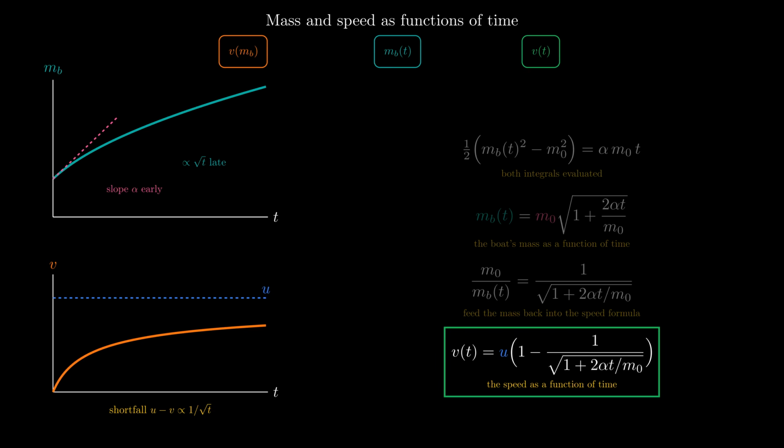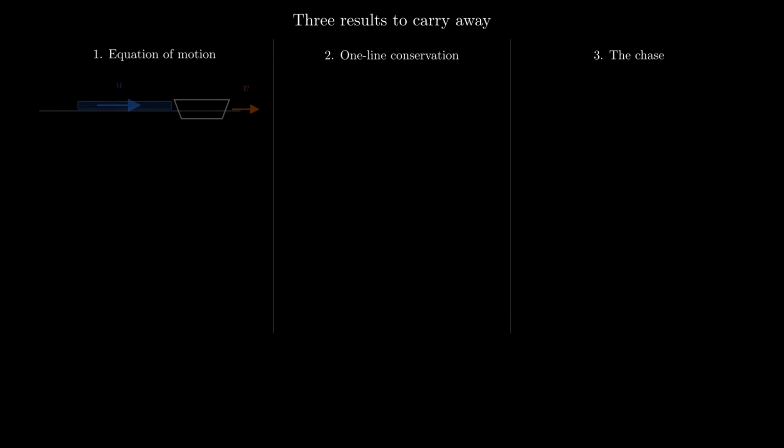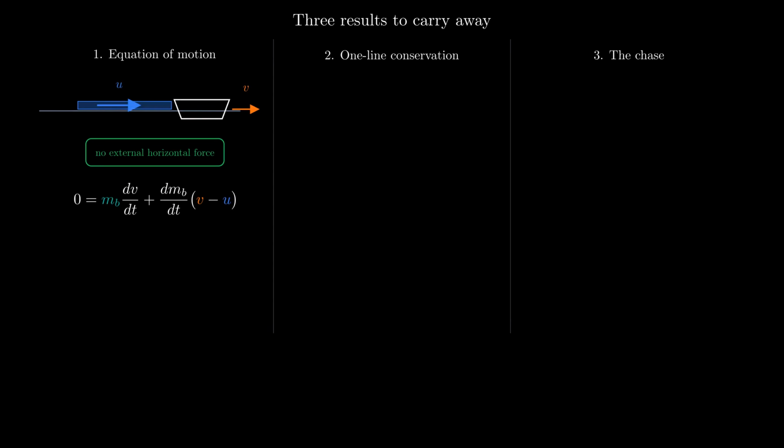The full story from one momentum principle and a well-chosen system. 3 results to carry away. First, the equation of motion. With no external horizontal force, 0 equals m sub b dv dt plus dm sub b dt times v minus u, the mass rate times relative velocity term does all the driving.